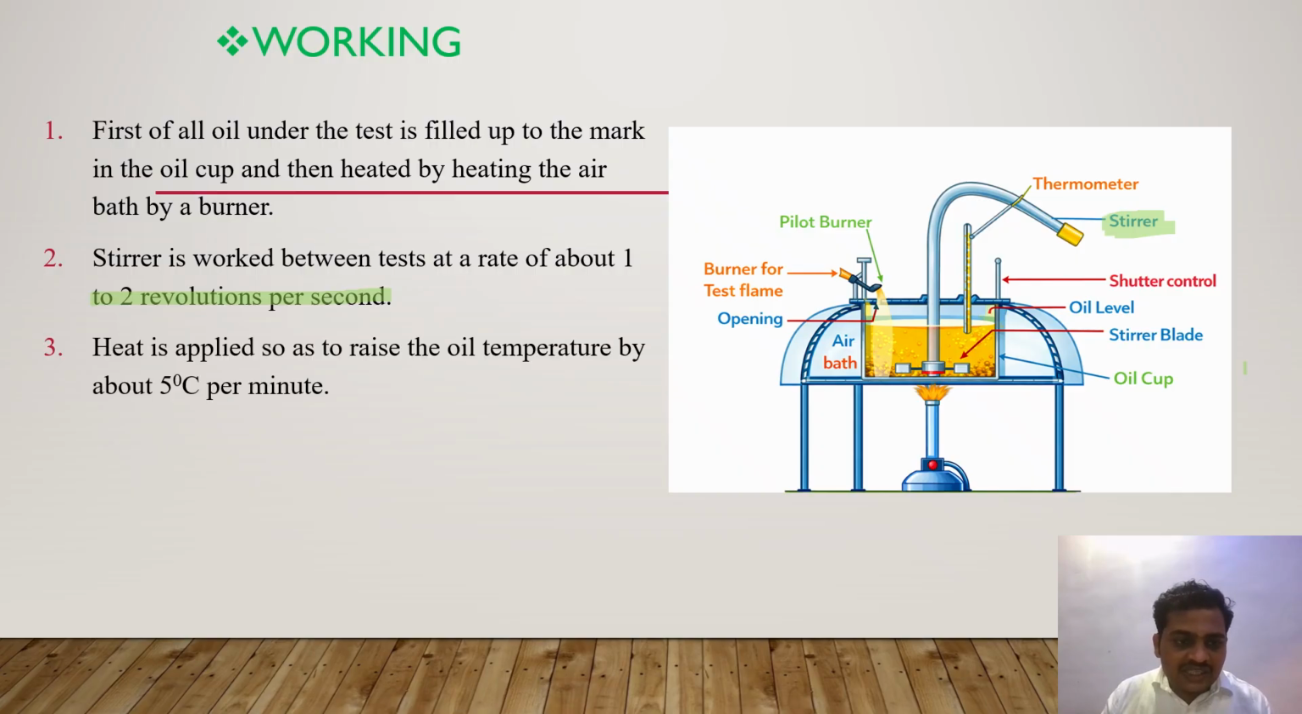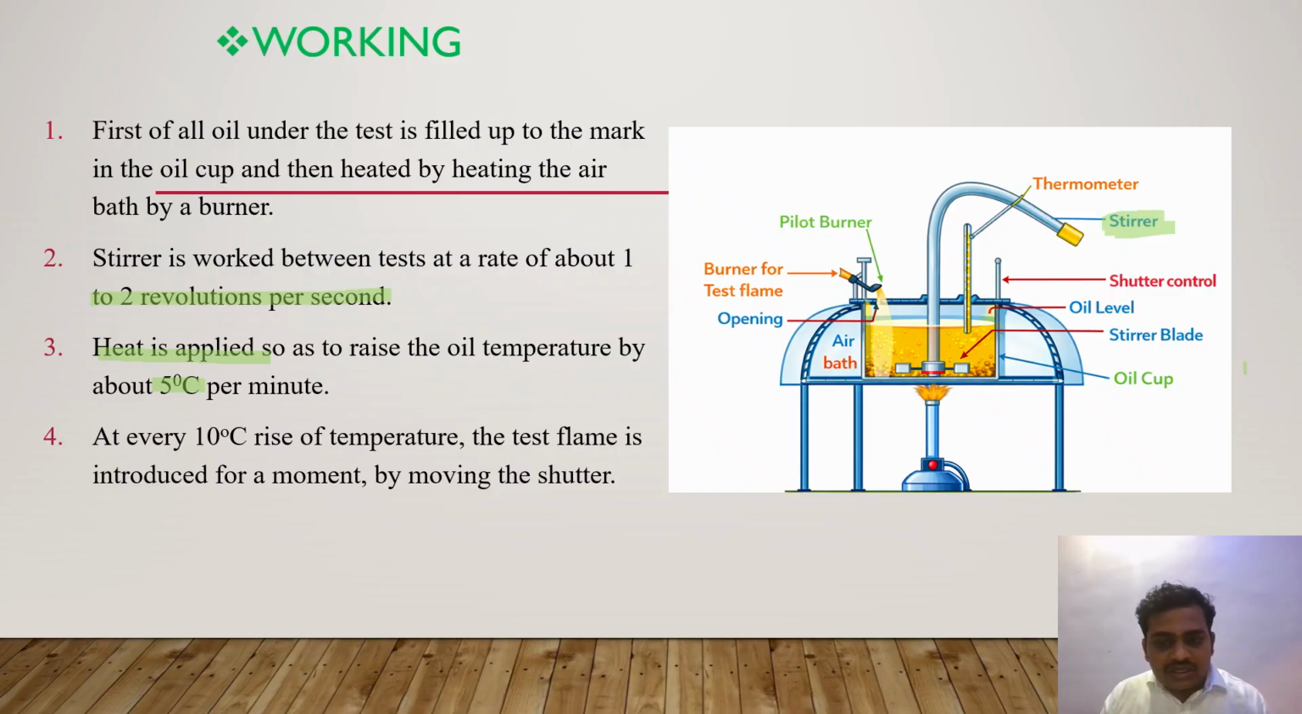After that, heat is applied at a rate such that the temperature rises by 5 degrees Celsius per minute. So we are slowly heating it. Next, after every 10 degrees Celsius rise in temperature, we have to take the test. That is, a test flame is introduced for a moment with the help of the shutter control.